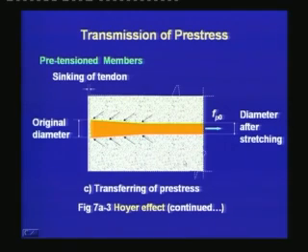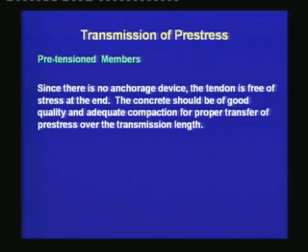Right after transfer of prestress, the prestress beyond the transmission length is Fp0. With time, after the long term losses, this value of Fp0 will drop down to the effective prestress Fpe. The Hoyer effect is beneficial for the transmission of prestress from the tendon to the concrete. Since there is no anchorage device, the tendon is free of stress at the end.